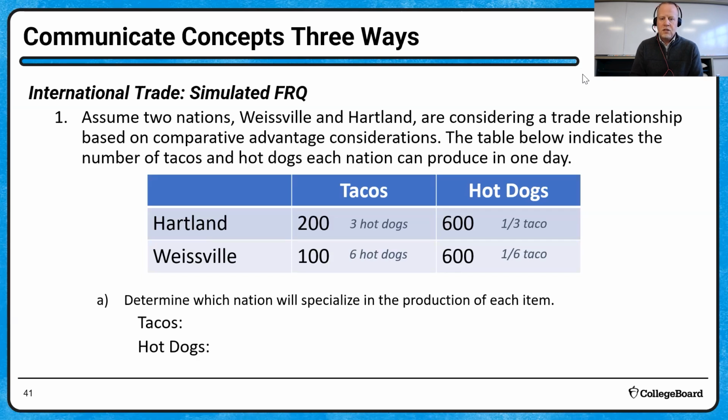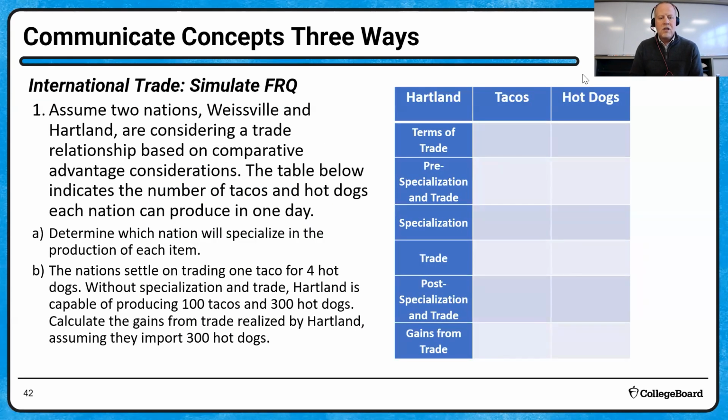Determine which nation will specialize in the production of each item. Well, that's based upon comparative advantage. So I'm simply looking for the lower opportunity cost. When it comes to tacos, it's going to be Heartland. 3 is less than 6. When it comes to hot dogs, it's Weissville. 1/6 is less than 1/3. Okay, so with that in mind, move on to part B.